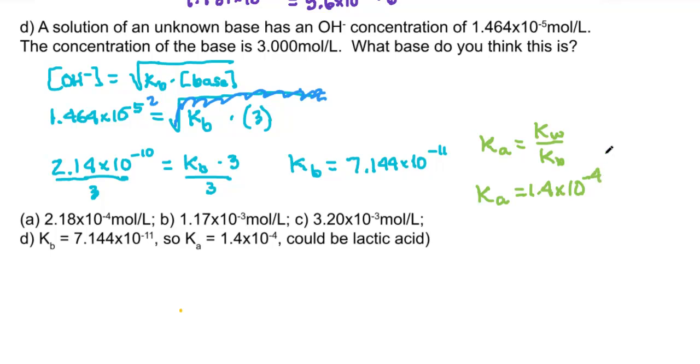And now we can go to our data book and look for acids that have 1.4 times 10 to the minus 4. And the only candidate I see is lactic acid. Hydrogen oxalate is a little too high. So this is consistent with lactic acid. Are we sure it's lactic acid? No, but from the acid constant, it's certainly a candidate.